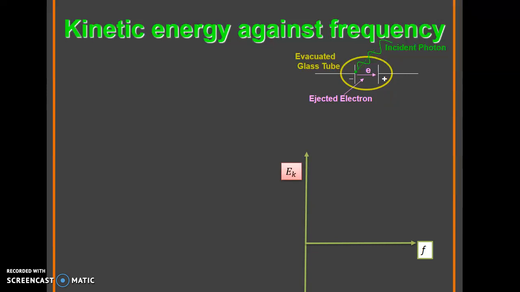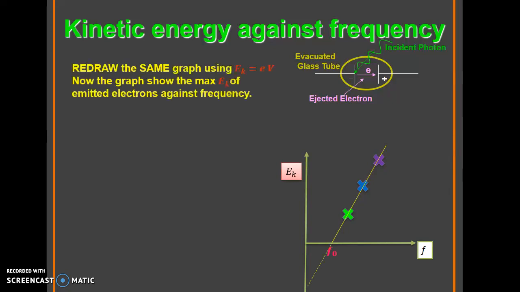The kinetic energy against frequency graph will look exactly the same. So we already know that if we redraw this graph, in other words, we use this equation EK equals eV. We've just drawn the V-f graph, voltage against frequency. Now we're going to draw the EK against f graph using exactly the same data. Okay, now the graph will show the maximum kinetic energy of the emitted electrons against the frequency.